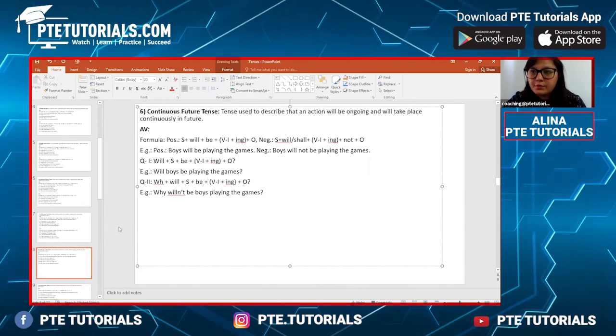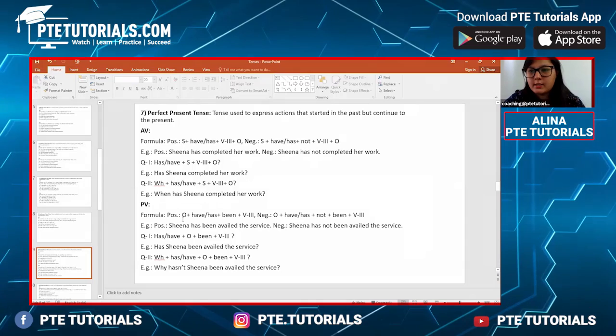So for continuous, 3 things were covered: present, past, and future. Now coming to perfect tense. Perfect as well has 3 things, that is present, past, and future: perfect present tense, perfect past tense, perfect future tense. In perfect present tense, any activity which was done in past, its effect is in present. Okay, so this tense is used to express an action that started in past but continues.